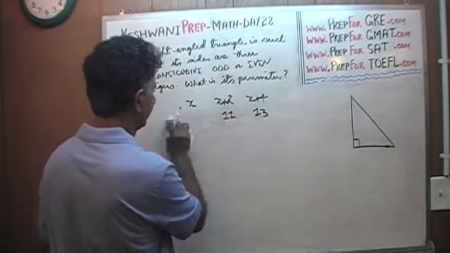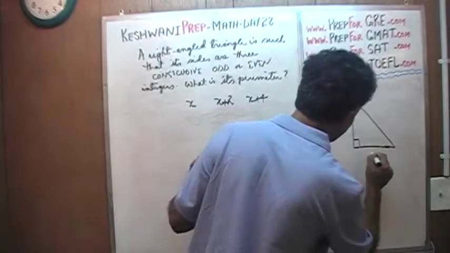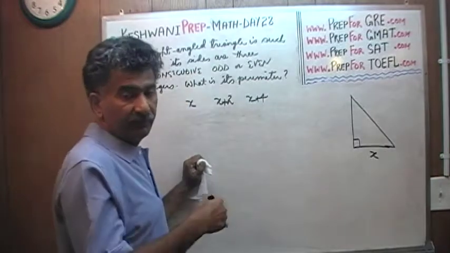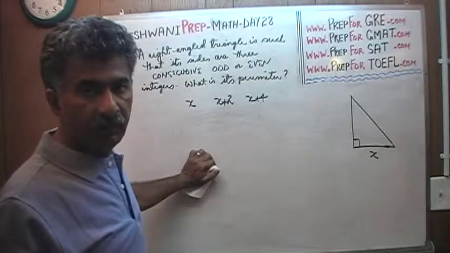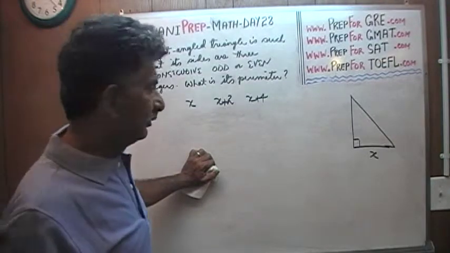So let's put them in our triangle. Where does X go? X goes to the smallest side. Where does X plus 4 go? X plus 4 will represent the biggest side of the triangle, and in this triangle, the largest side is the side facing the right angle, namely the hypotenuse, X plus 4.